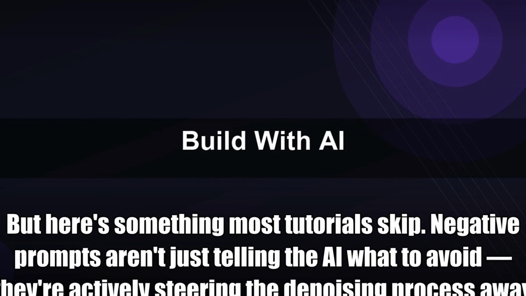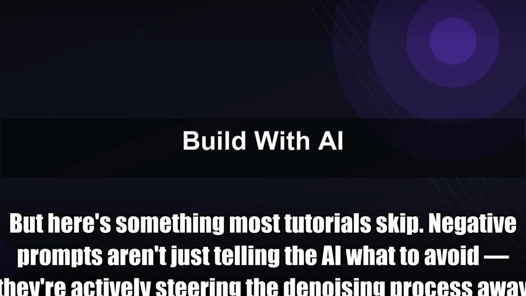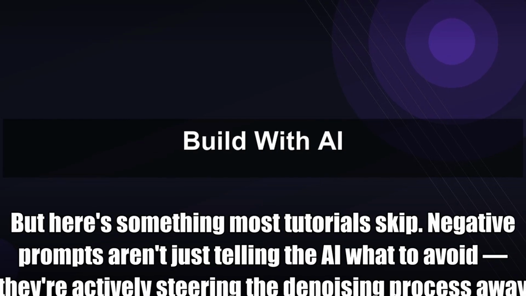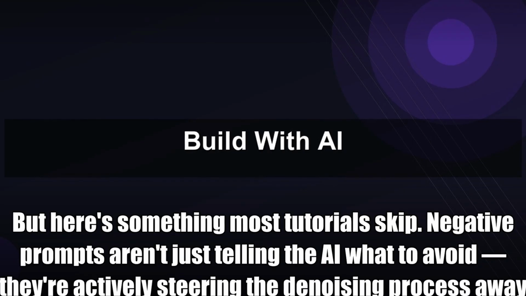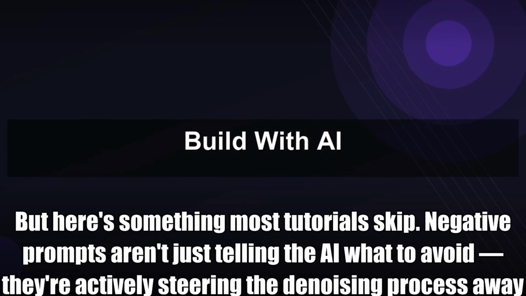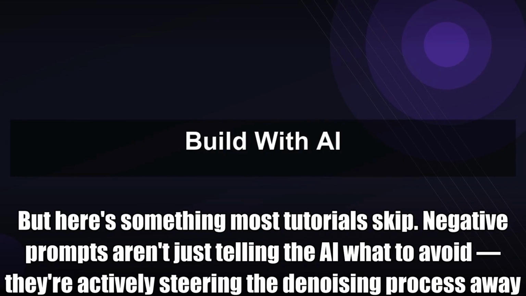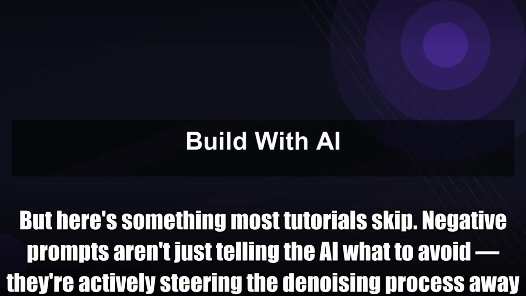But here's something most tutorials skip. Negative prompts aren't just telling the AI what to avoid. They're actively steering the denoising process away from certain mathematical regions. Typing blurry, ugly, distorted doesn't warn the AI like a human warning. It literally pushes the generation in the opposite mathematical direction.